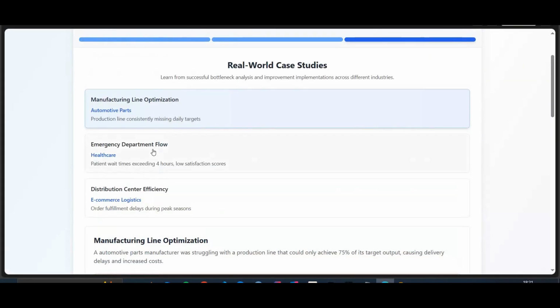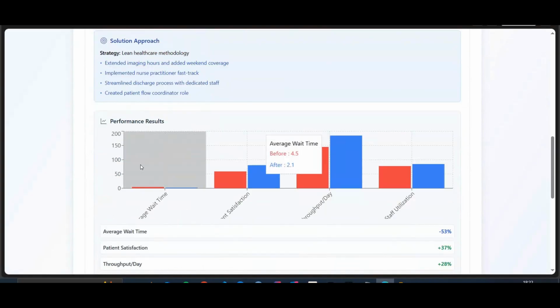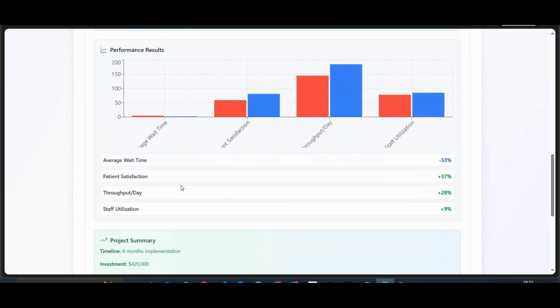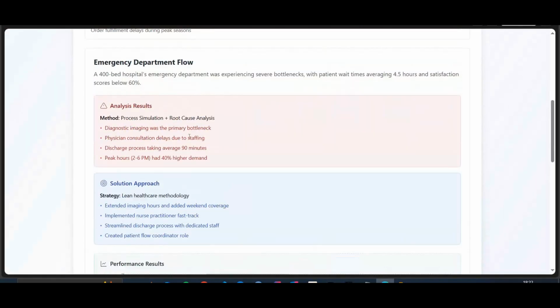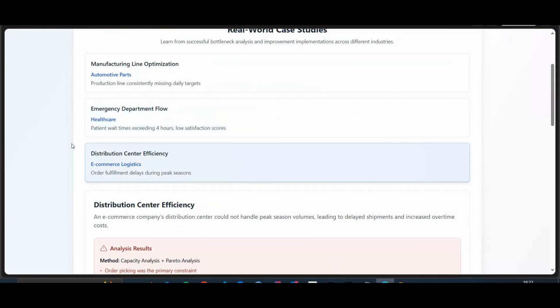So let's look at other examples here: healthcare, project summary, and other examples here.